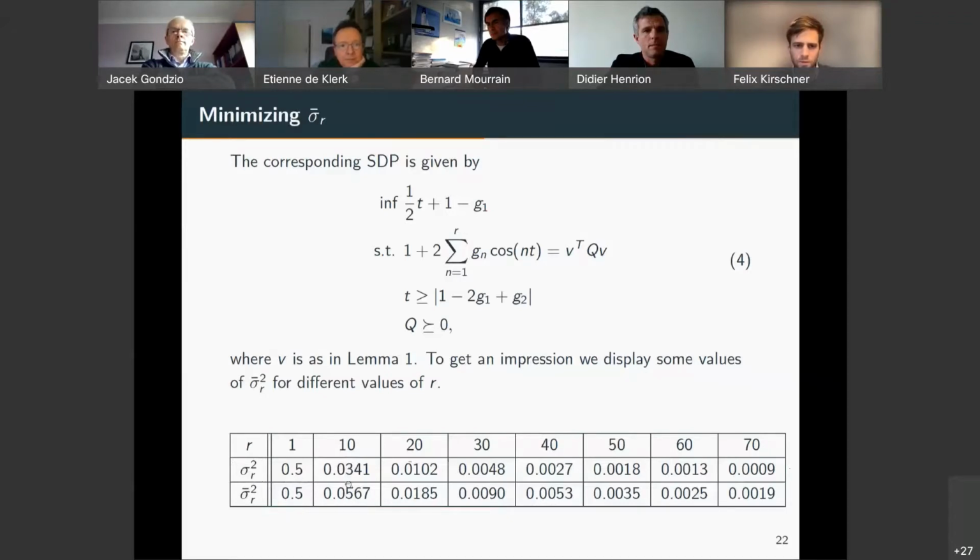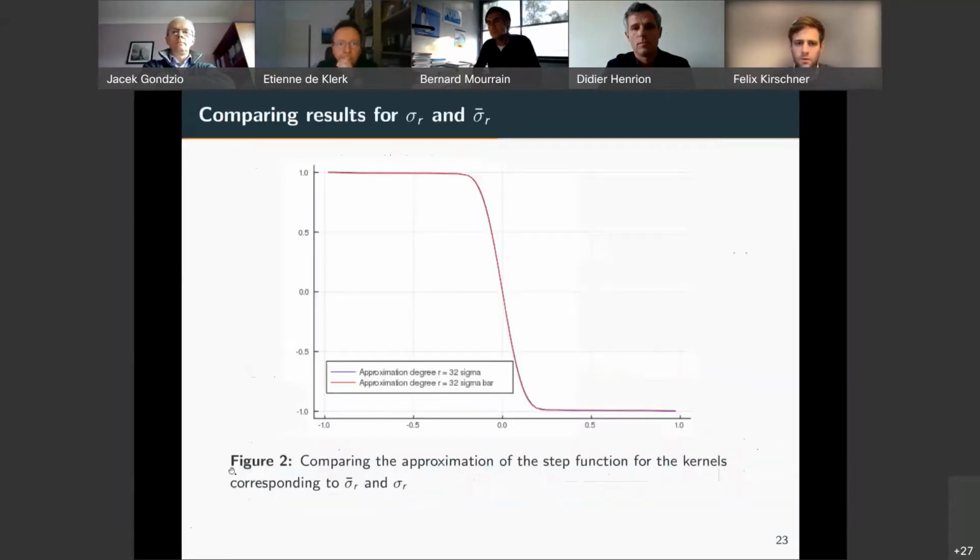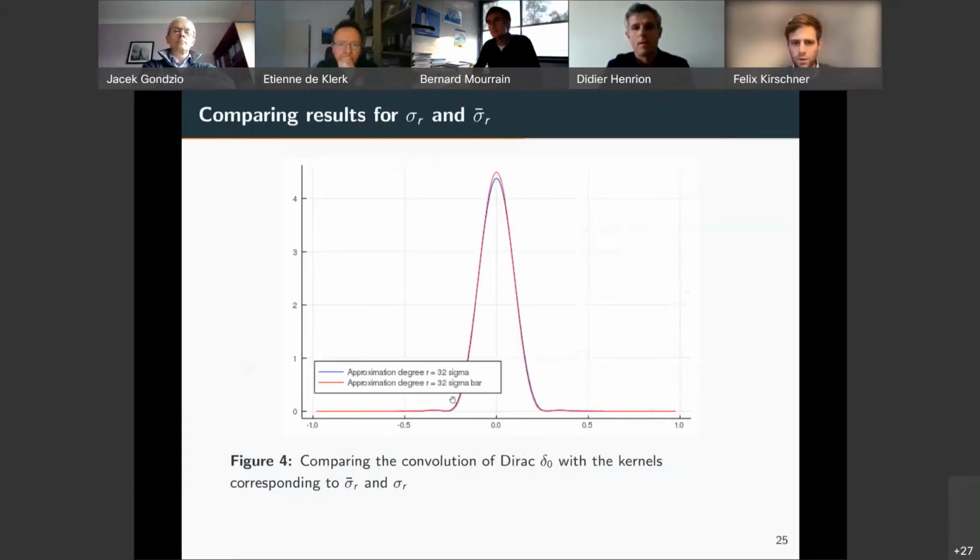So at least for that, it seems like the Jackson kernel gives here for the G1 something that is a bit bigger, I think, because you have 1 minus. We weren't able to find a closed formula expression for the sigma r bar squared. If you compare the kernel that you get when you minimize sigma and sigma bar r, the resulting approximation looks quite similar. The blue line is where we minimize sigma, and the red line is where we minimize sigma r bar.